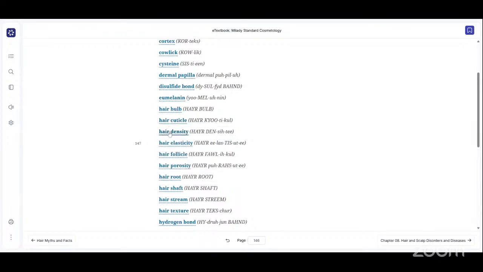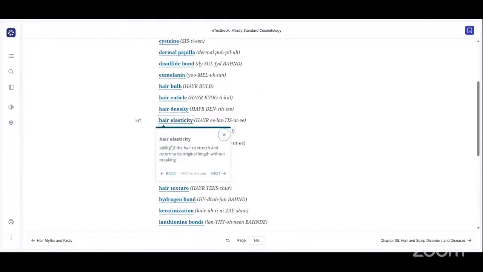Hair density. I'm going to give you a couple of terms. When you think about density, think of the amount of hair per square inch. Density is the number of hairs you have on your head. I want everybody to remember that. Density is the number of hairs you have on your head.